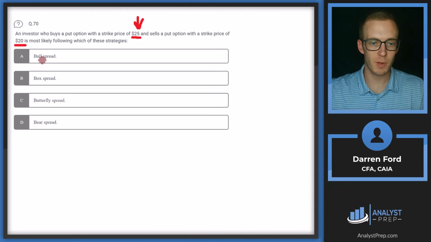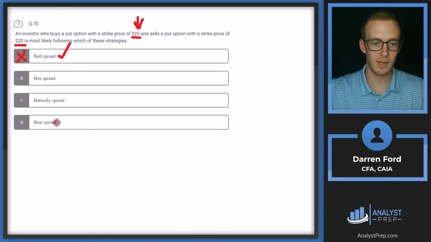So we've got a bull spread. So if we want the stock price to go down, we're going to be bearish, not bullish. So we can go ahead and rule out bull spread right away. B, a box spread. So a box spread is typically going to combine a bull spread and a bear spread to earn basically a risk-free profit. So you're going to be taking this leg here where you're buying a put with a strike of 25, selling a put at a strike of 20, and then you'd be buying a call option and selling another call option as well. And those positions would basically all offset each other and you'd earn that risk-free rate. So that's not what's being described here.